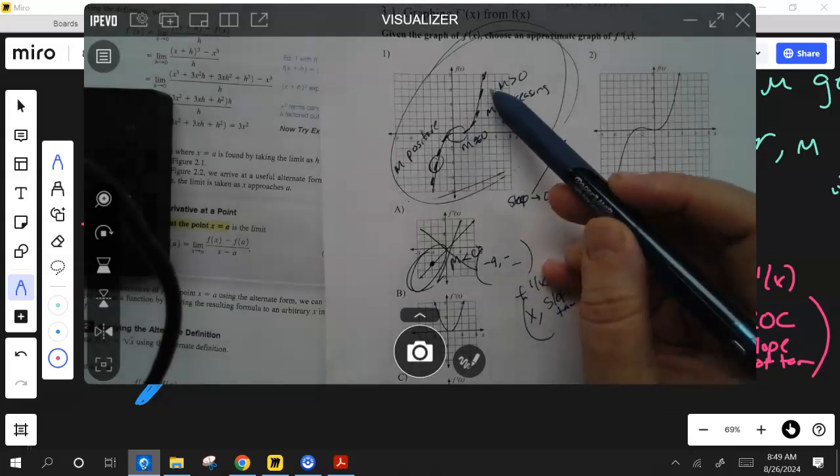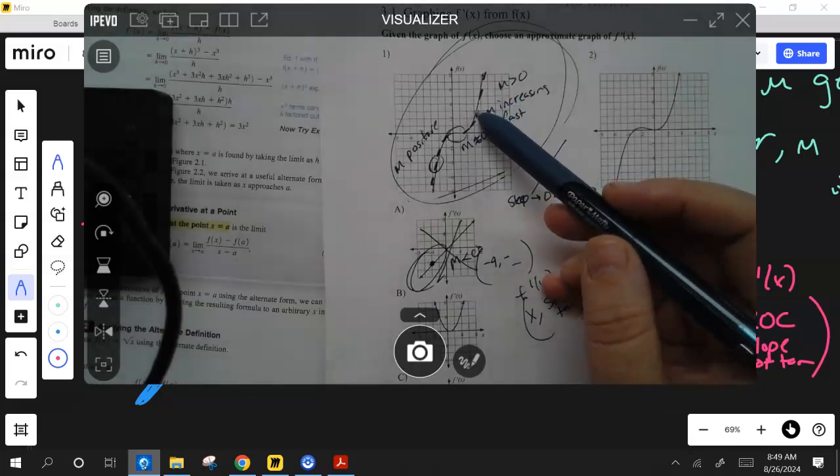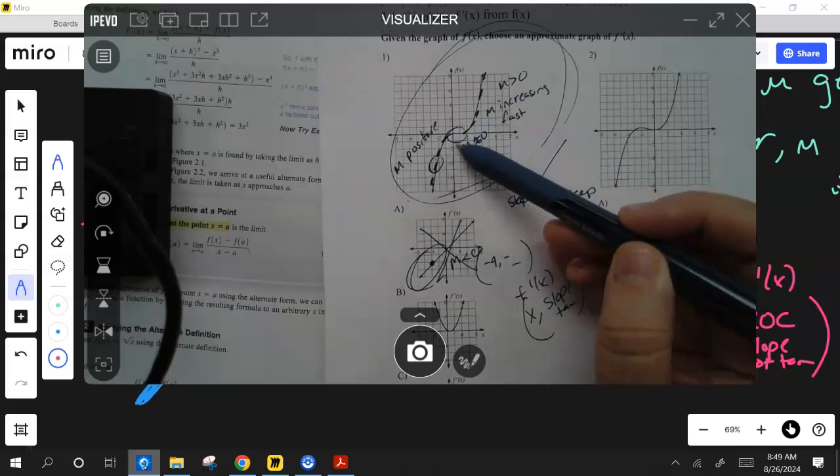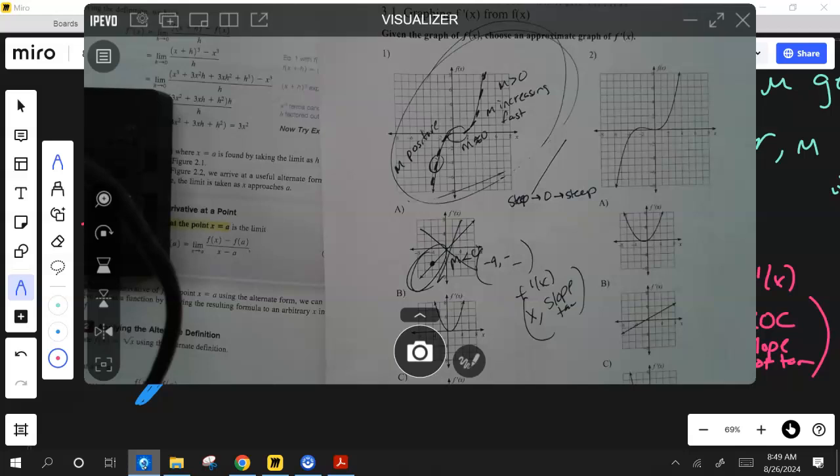All of these are positive, yes? Do we all agree that? Can we all see that? Can we all tell that all of these are positive? And right in the middle is where my slope is kind of leveling out.